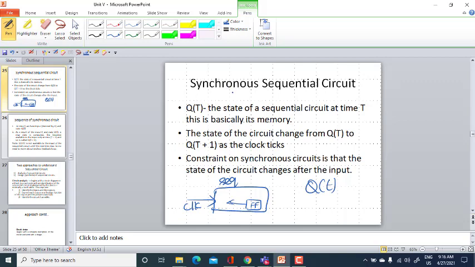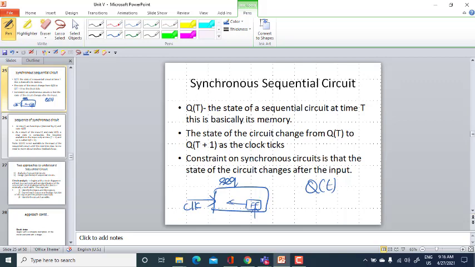Now if you have this clock input and a sequential circuit, Q of T is nothing but the state of the sequential circuit at time t, and this is basically its memory. What is the digital data available in the memory?